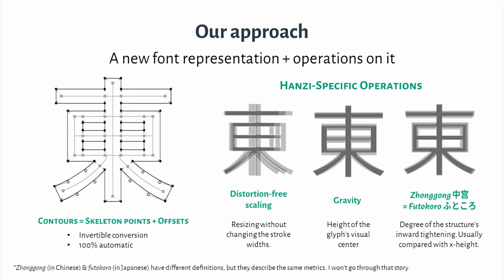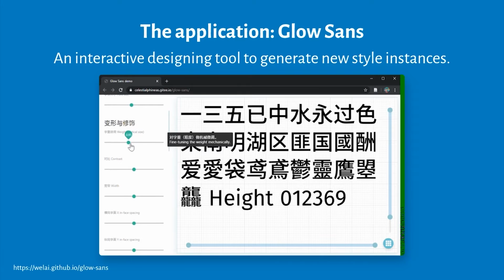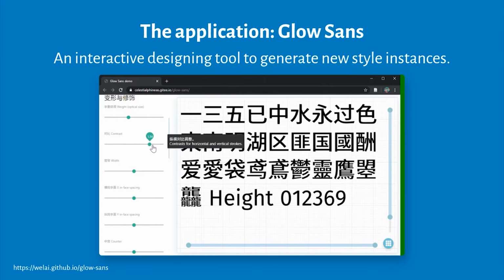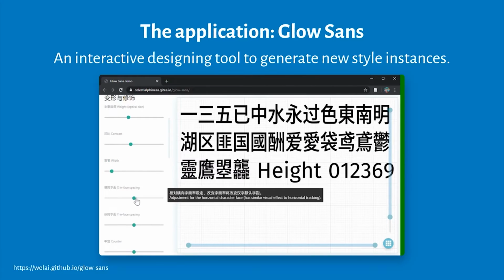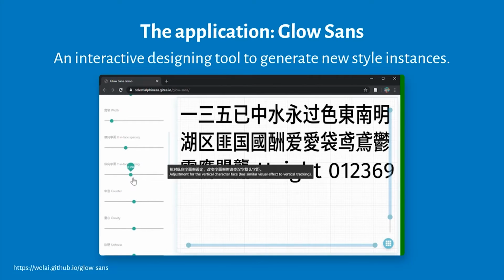Besides all those operations we listed here, we can also do things like changing the stroke width a little bit, changing the contrast, and so on. What's good about this approach is that it requires zero human effort and is 100% automatic. So we don't need a meta design to do a lot of things. Here is the application. GlowSense, an interactive tool to generate new style instances from the given sans serif typefaces. This project is now open sourced. You can open this demo on your web browsers.